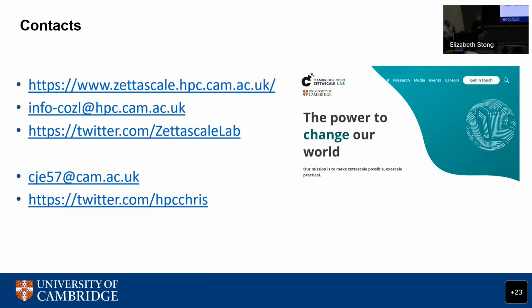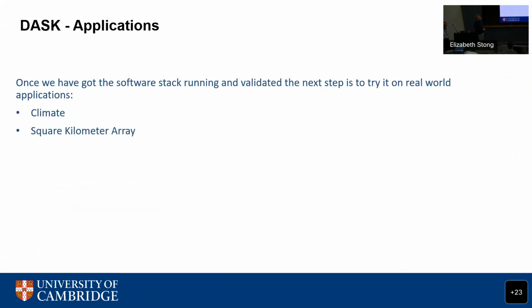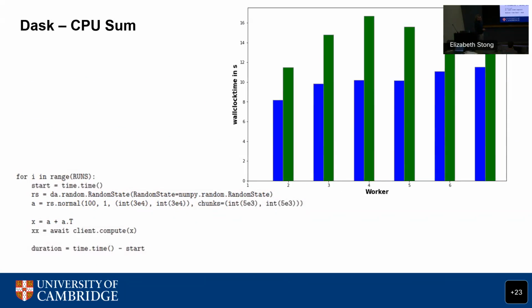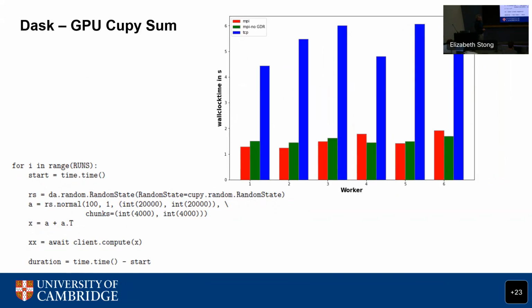Any questions locally or from remote? Harry. I had a quick question. So can you go back a couple of slides with the Dask results? Yeah, the next one. So in some cases, MPI seems to be performing better than MPI no GDR. Did you guys get a chance to figure out why that was so?